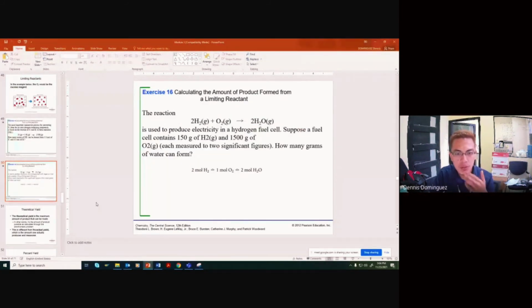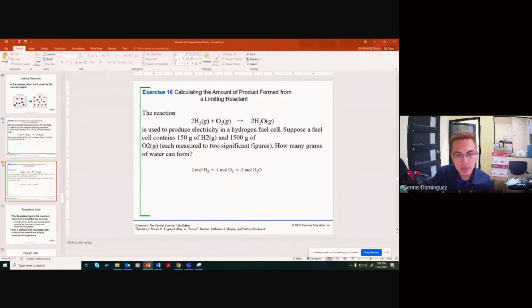Chapter 3. So this is the reaction. The reaction H2 gas plus oxygen gas yields water is used to produce electricity in a hydrogen fuel cell. Suppose a fuel cell contains 150 grams of your H2 or hydrogen gas and 1,500 grams of your O2, each measured to two significant figures. How many grams of water can be formed? Assuming that for every 2 moles of your H2, to balance your reaction, you need 1 mole of your oxygen and then 2 moles of your water.